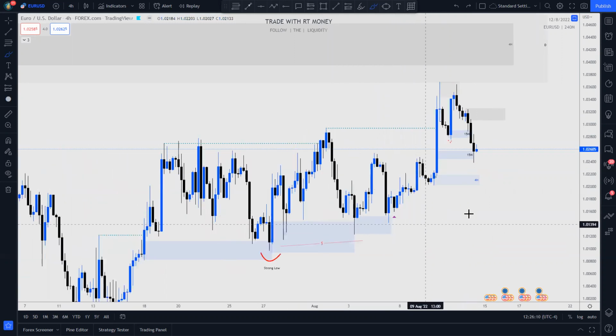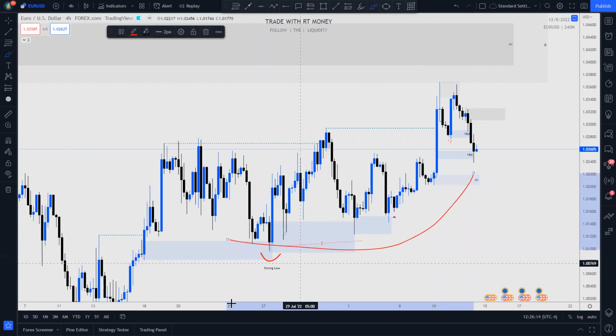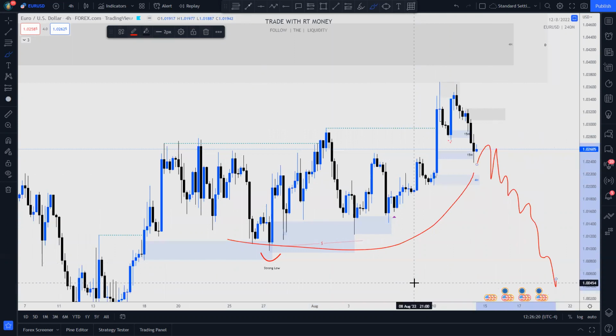I want to target all of this sell side liquidity. I want to target that this week, this week and next week.